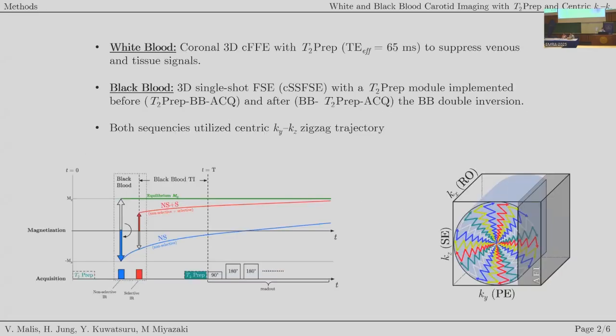So for the white blood, we utilized centric fast field echo with the T2 prep module with effective TE of 65 milliseconds to suppress venous and tissue signals. For the black blood, we used the 3D single-shot fast spin echo with the T2Prep module implemented before and after the black blood double inversion module. As shown here on the diagram, the position of the T2Prep was varying. And both sequences utilize a centric KY-KZ zigzag trajectory, similar to the one shown on the bottom right.